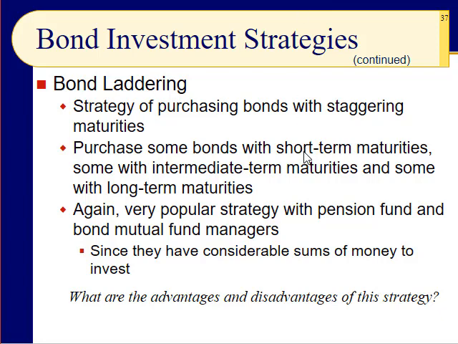Purchase some bonds with short-term maturities, some bonds with long-term maturities. Again, a very popular strategy with pension fund and mutual fund managers because they have considerable sums of money. What are the advantages and disadvantages of this strategy?